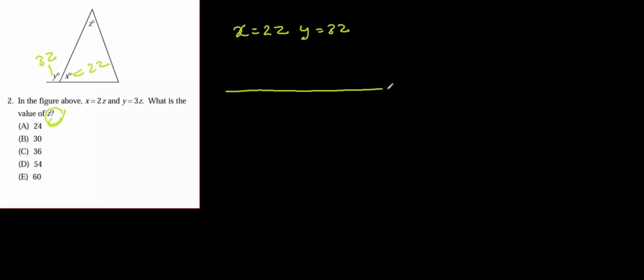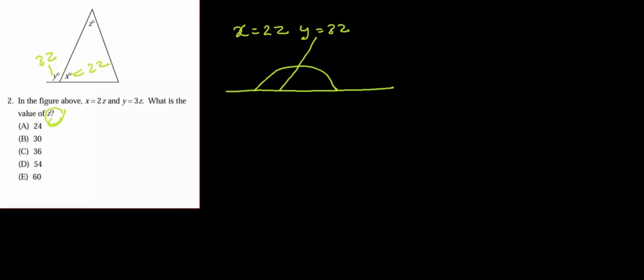So let us solve this one. It is requested to find the value of z, where x is equal to 2z and y is equal to 3z. So that means this x value is 2z, and this y value is equal to 3z. So that means this is a straight line, a straight angle, which is 180 degrees. This one is part of the triangle.